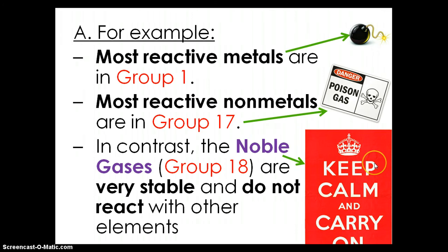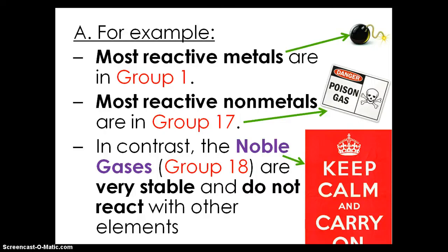So here's some examples. Most reactive metals are in group 1, like we just mentioned. Hydrogen, for example, again, and sodium, and so on. The most reactive nonmetals are found in group 17. For example, chlorine, as we know, is a poisonous gas. If you were to smell pure chlorine, you would probably die right away. In contrast, the noble gases found in group 18 are very stable and do not react with others.